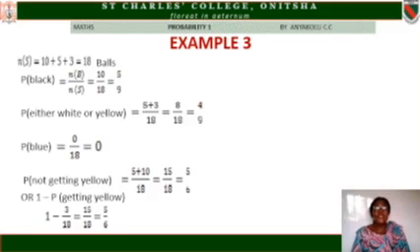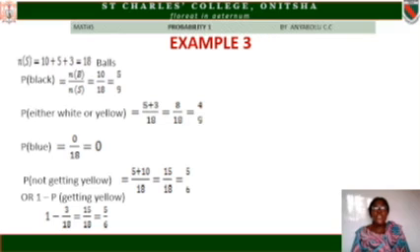Total number of possible outcomes there: 10 plus 5 plus 3 equals 18 balls. Probability of getting black: number of black is 10 over the total 18, simplified to 5 over 9. Probability of getting either white or yellow: white 5, yellow 3, which is 5 plus 3, 8 over the total, which is 18, simplified to 4 over 9. Probability of getting blue: no blue is there, so that is 0 over 18, which is 0.